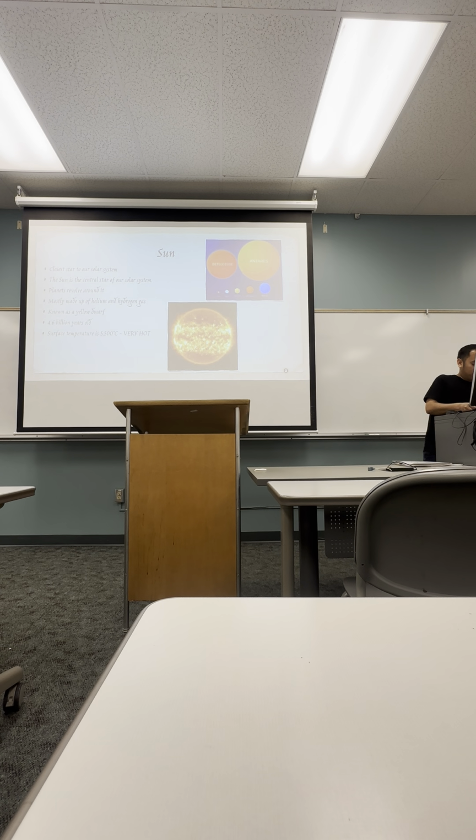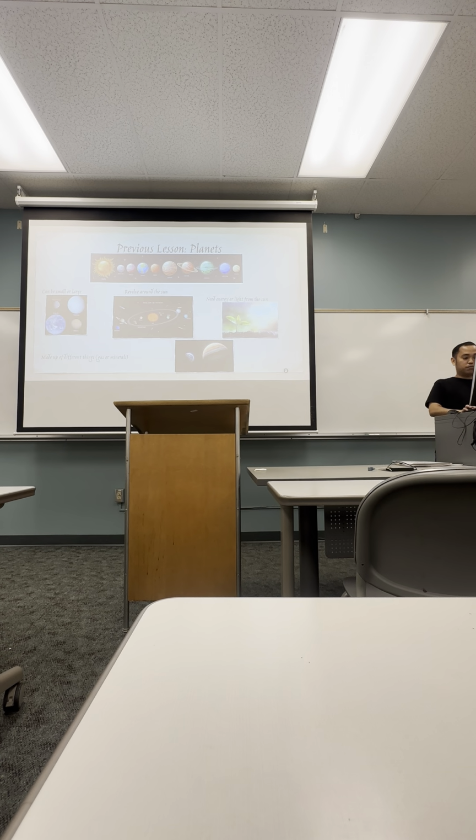So the sun. We know that the sun is the closest star to us. The sun is the closest star because it's at the center of our solar system. If we go back to this picture, you can see that the sun is in the middle, and then we have the planets orbiting around it.